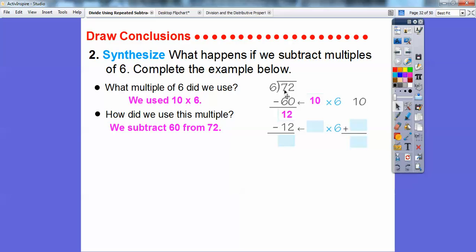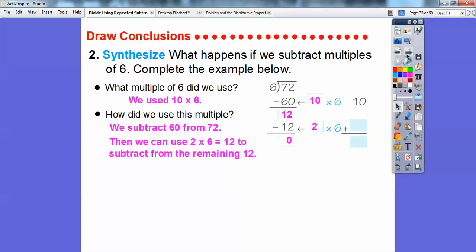So instead of doing minus 6, minus 6, minus 6, we did a multiple of 6, which is 60. And then it just gets us to the answer a lot faster this way, you guys. If we subtract, we get 12 right there. Then we're going to do it again. What number times 6 equals 12? We can use 2 times 6 equals 12 to subtract the remaining 12 off, and then we get a remainder of 0.